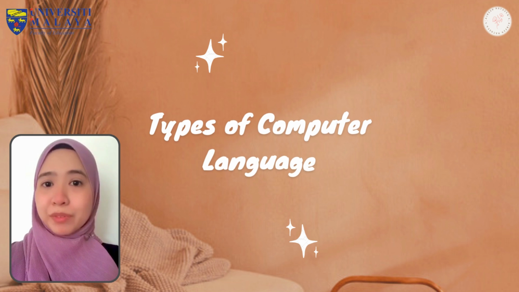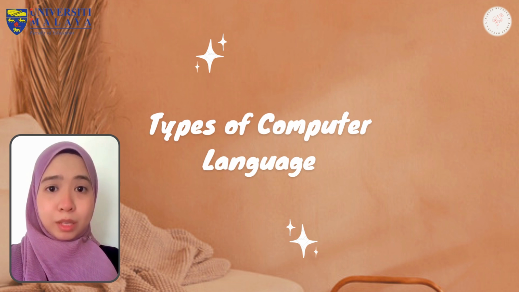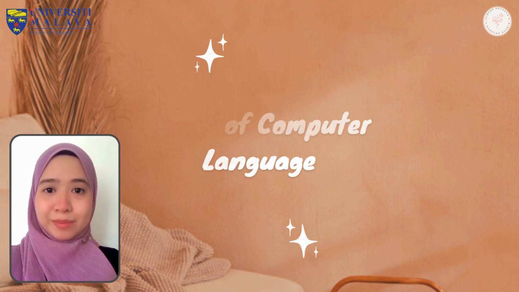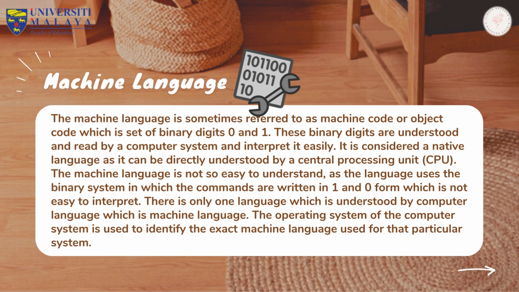There are three types of computer language, which are machine language, assembly language, and high-level language. The first computer language is machine language. Machine language is sometimes referred to as machine code or object code, which is a set of binary digits 0 and 1. These binary digits are understood and read by a computer system and interpreted easily. It is considered a native language as it can be directly understood by a central processing unit, CPU.